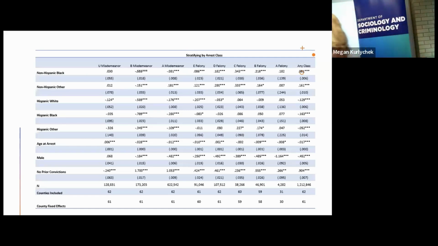But our reference category here is white. What we're showing here, and what I wanted to point out, are the patterns of dismissal as they compare to white. So is a non-Hispanic black more or less likely to have their case dismissed, controlling for these other factors? We see a pattern where for the A and B misdemeanors, many of the minority categories are less likely to have their case dismissed. But when you get up into the more serious categories, into the felonies, they're more likely to have their case dismissed. So what might that say?